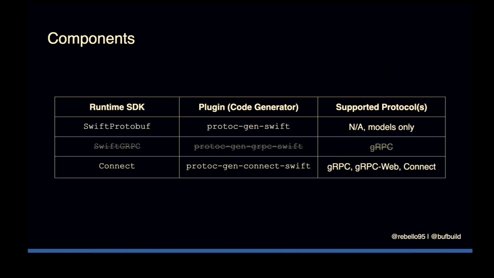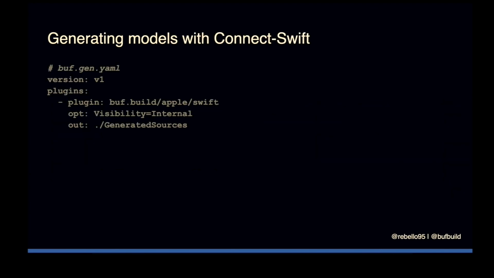So to see how Connect fits in here, we're not going to use Swift gRPC, for example. We're going to use Connect. We're going to use Swift Protobuf for the models, and then Connect will generate the APIs for us, as well as the runtime. And you can see how the two of these fit together.